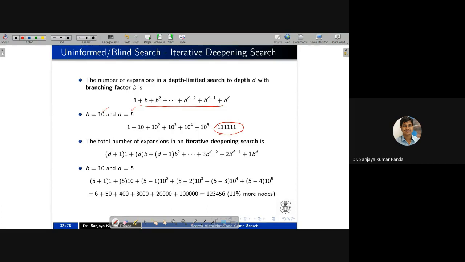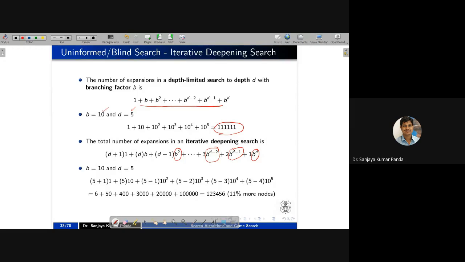But when you go for iterative deepening search, what do you have to do? You have to repeat B to the power D 1 time, B to the power D minus 1 2 times, B to the power D minus 2 3 times. Okay. Similarly, B to the power 2 D minus 1 times. Right? Like that you have to repeat.